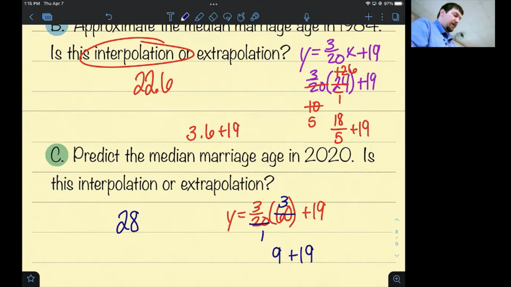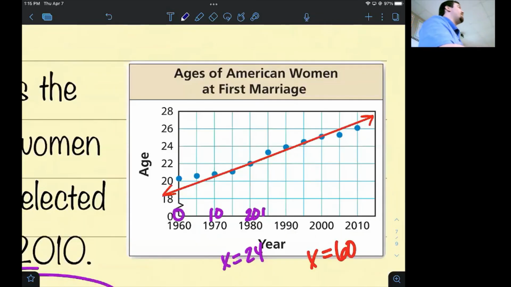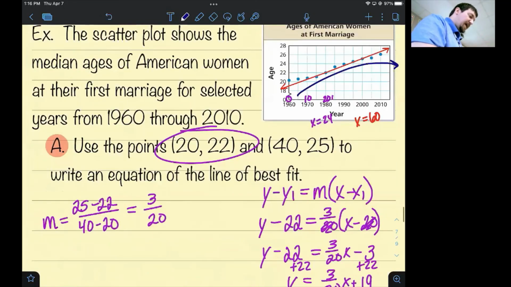They're getting married there. But eventually, this isn't going to go on forever. This is not going to be linear forever, because in the year 2407, you're not going to have a 99-year-old person getting married for the first time as their median age, right? That's not going to work. So at some point, this would have to become non-linear. But for what we're seeing right now, from 1960 to 2010, it appears to be linear. All right, that's it.